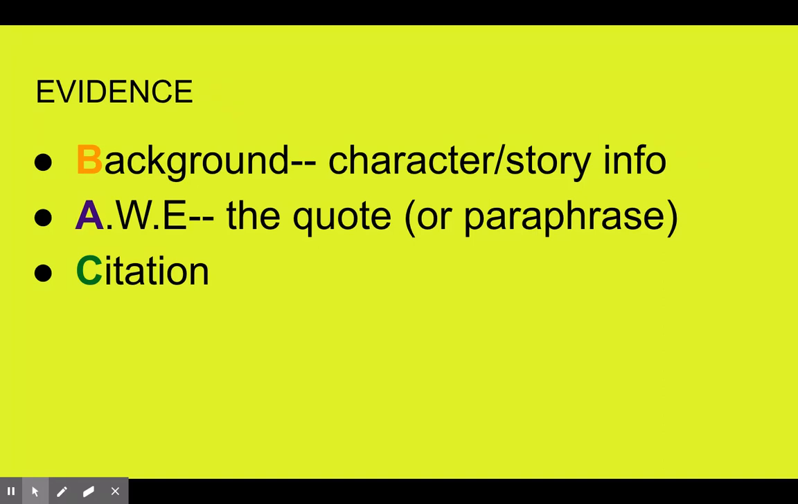Each piece of evidence should have background information. So what is happening with the character or in that scene at that time? Pretend that I don't know what's going on in the play. So you're going to give me that background information. Then you're going to have the AW, which is the author's words exactly, with quotation marks around it. And you're going to have a citation, which is that parentheses, her last name, Hansberry, and the page number.